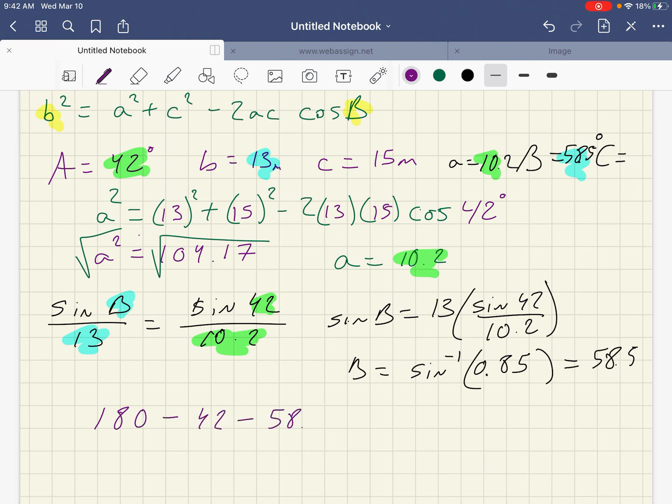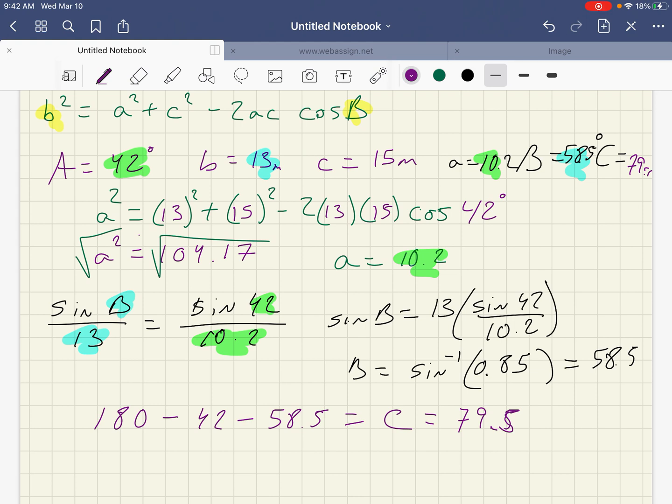then I can do the 180 minus to find the third. So remember the triangle sum. So 180 minus 42 minus the 58.5. And I get my C. And we get 79.5. All right, so you have all of your pieces. So that is using law of sines.